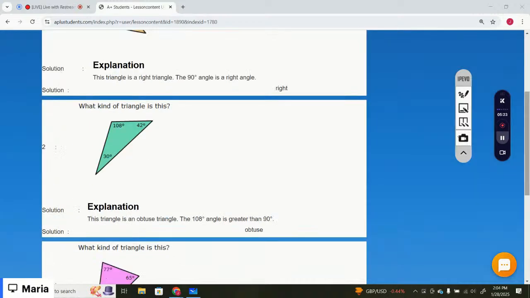What kind of triangle is this? Look at the angles of the triangle: 108 degrees, 42 and 30. The other two angles are less than 90, but the one, 108, is greater than 90 degrees. So if we have an angle that is greater than 90 degrees in the triangle, that is an obtuse triangle.